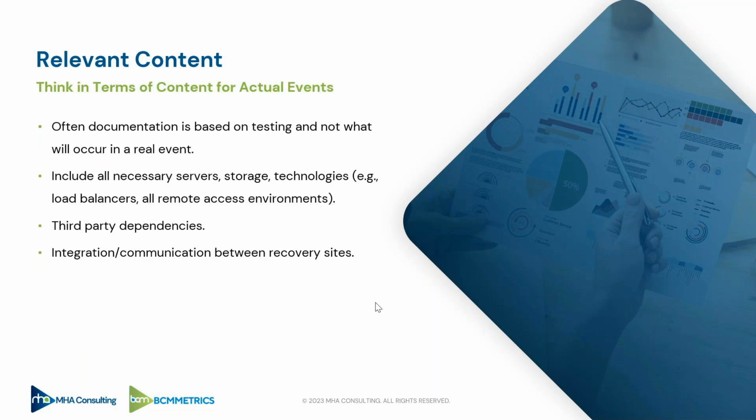Think in terms of actual event, not test. I can tell you many times when we sit down, people spend time documenting for the test, and it's very specific to the test. And then you look at it and go, well, what would happen in a real event? Oh, well, half of these steps aren't pertinent. Well, that's not what we want. We want to get the steps that are pertinent for an event, and then you can have an appendix or a separate section for test-related activities. But your actual documentation should be based on the event, not a test. Test is not event. Test demonstrates your capability.